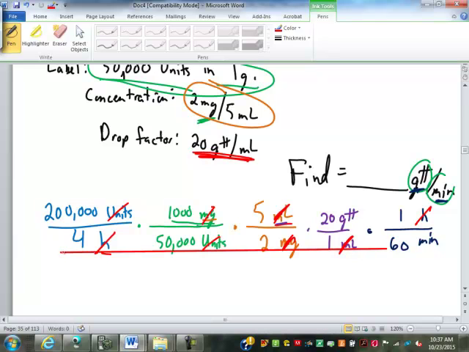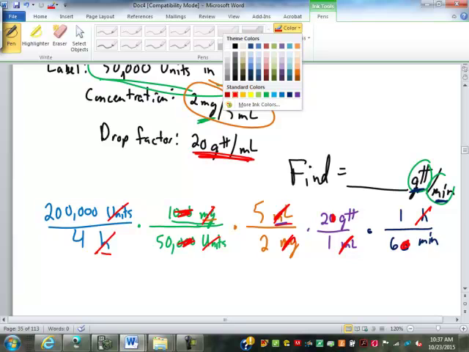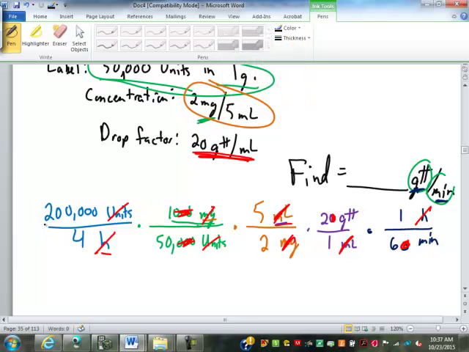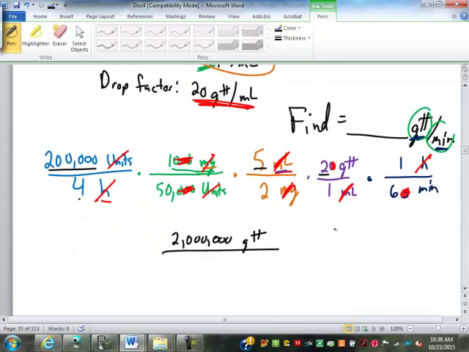Well, what I would do personally is cancel some zeros before I start punching this into the calculator. Like here, I cancel this 0 and this 0. I cancel 3 zeros here and 3 zeros here. So now it's a little bit simpler for me to work with. As I multiply this out, I have 200,000 times 5 is 1,000,000 times 2 is 2,000,000. And that's in drops. Over 4 times 50 is 200. Times 2 is 400. Times 1 is still 400. Times 6 is 2,400 minutes.